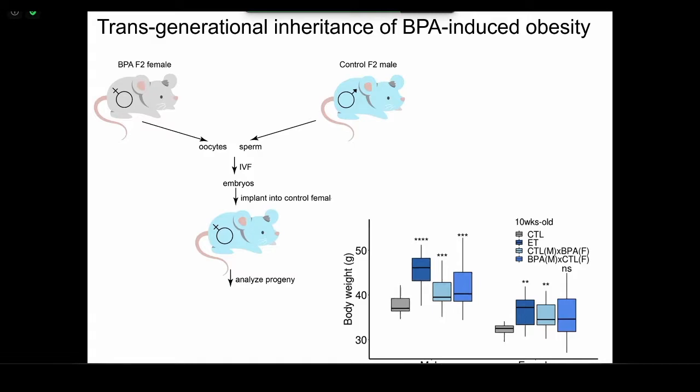Okay, so one could argue that what we are seeing is a consequence of the environment of the mother. Although I told you that we can transmit it through the paternal germline, in order to discard this possibility, what we did was to take eggs from an F2 female whose grandmother was treated with BPA and sperm from a control male, and we did in vitro fertilization, implanted the embryos in a pseudo-pregnant control female, so the environment of the mother now is not an issue.